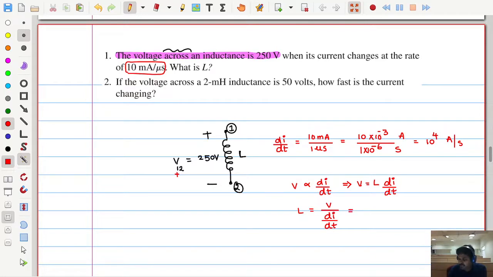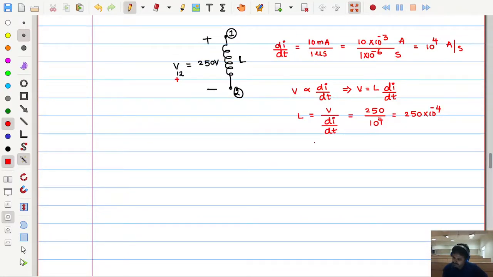This unit simplification you need to do. Don't leave it like that. So this is 250 divided by 10 power 4. How much is the inductance? Can I say 250 into 10 power minus 4? Then further, can I write this as 25 into 10 power minus 3? This we can say Henry, H, or we can merge the 10 power minus 3 into this and call it milli Henry, 25 milli Henry. Clear?